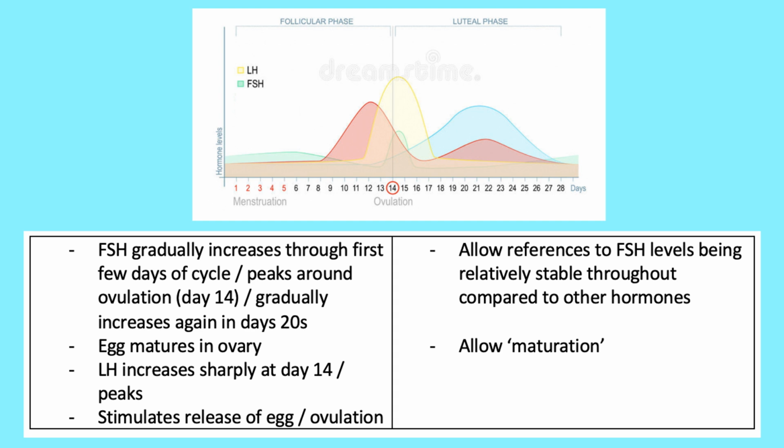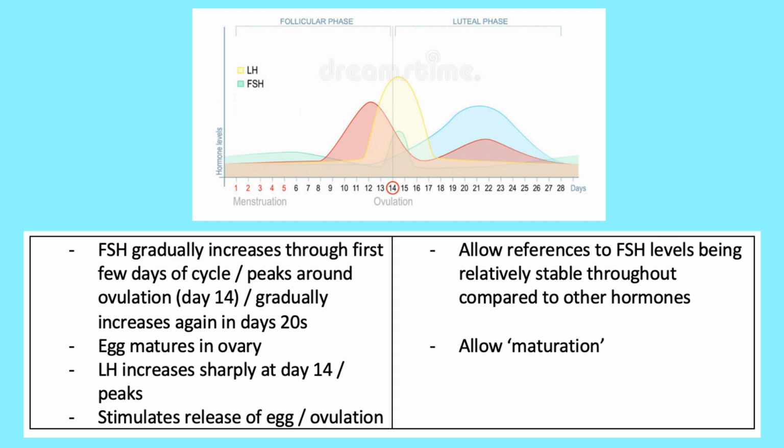So as you can see, this is quite a complicated graph. Not only does it track the levels of LH and FSH in the blood, we would assume, across the menstrual cycle, it also looks at estrogen and progesterone. However, the question tells you just need to look at LH and FSH, so that simplifies it quite a lot.